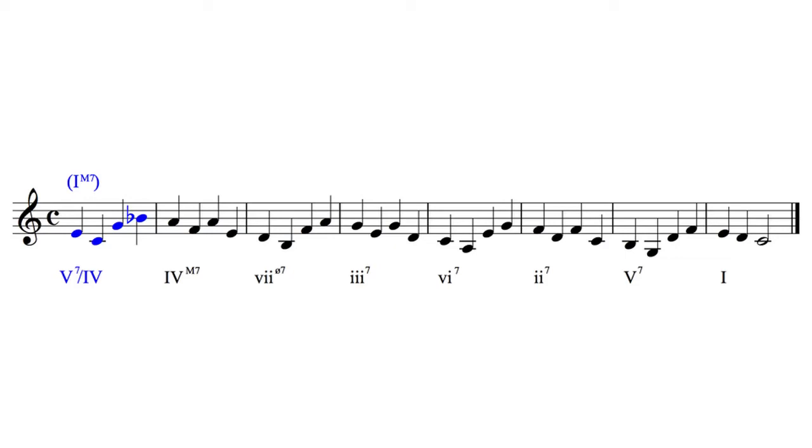So what I want to do instead is I want to change the chord from major 7th to dominant 7th by lowering the 7th of the chord. And this is the only secondary dominant in major that uses lowering chromaticism.